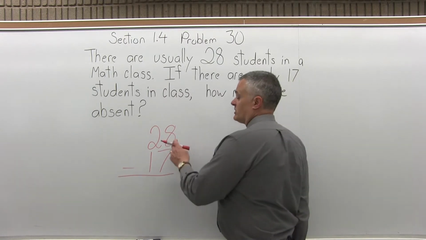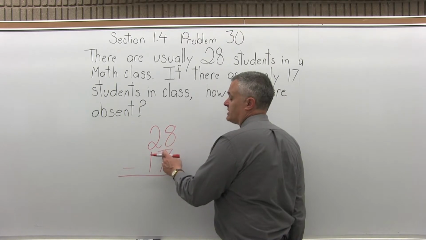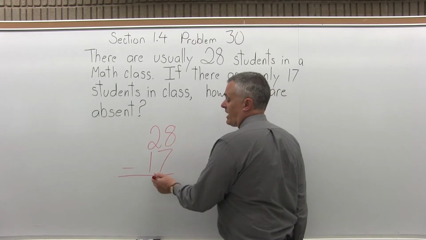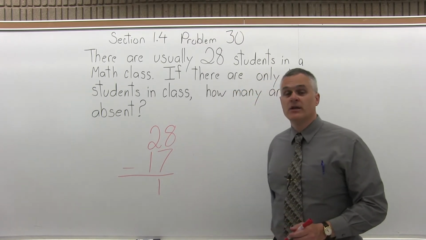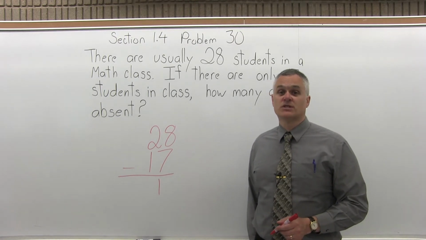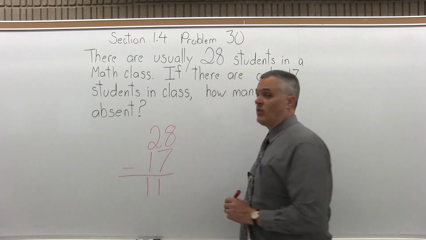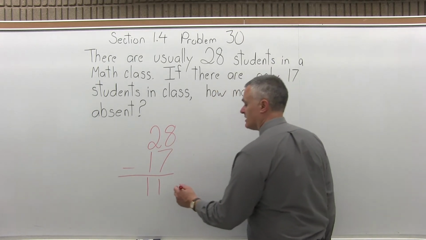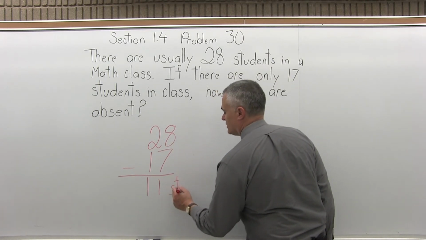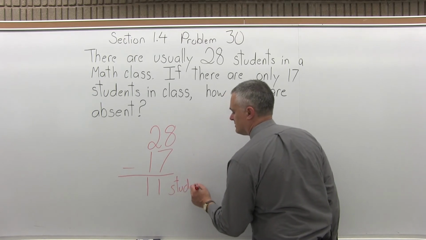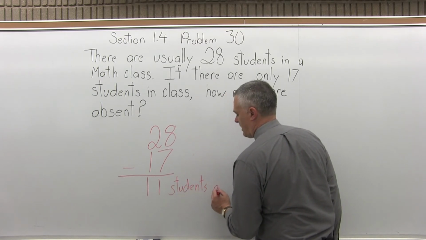So when you do a subtraction, you want to start in the far right column of digits, and I will subtract 8 minus 7, which gives me a 1. Then I move over one column of digits to the left, and I subtract 2 minus 1, which gives me a 1 again. That gives me an answer of 11. So to do a nice job, I'll say 11 students are absent.